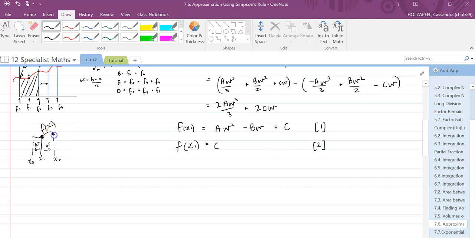And lastly, the value of this particular function here, so this is going to be at f of x2. So this is going to substitute in positive w. So the only difference is that this is going to be equal to plus bw. So that will be equal to aw squared plus bw plus c. And that's going to be our third equation.